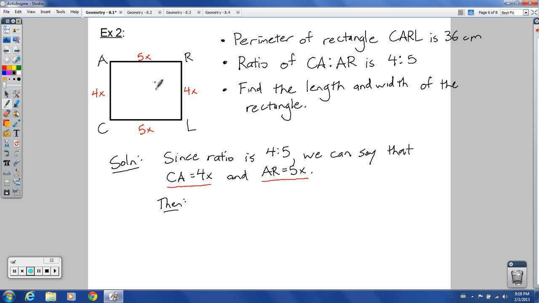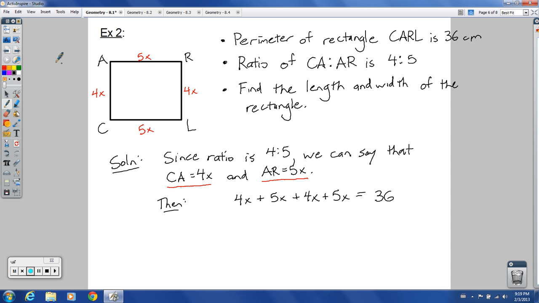The perimeter of any rectangle is 2 times the length plus 2 times the width. You just add up all the sides. So you can think of it like that. You could write it like that even if you wanted to. 2L plus 2W equals 36. But if you want to just add up the sides, you can do that too. So I'm going to put that right here. It's just the sum of all the sides. So 4x plus 5x plus 4x plus 5x is going to equal 36.